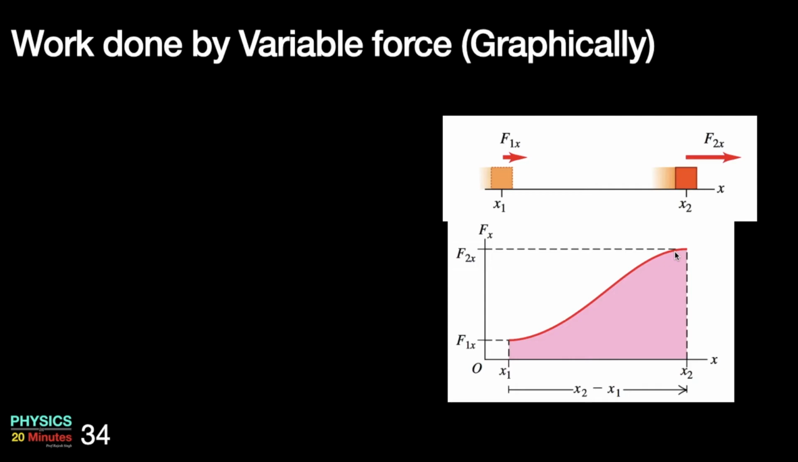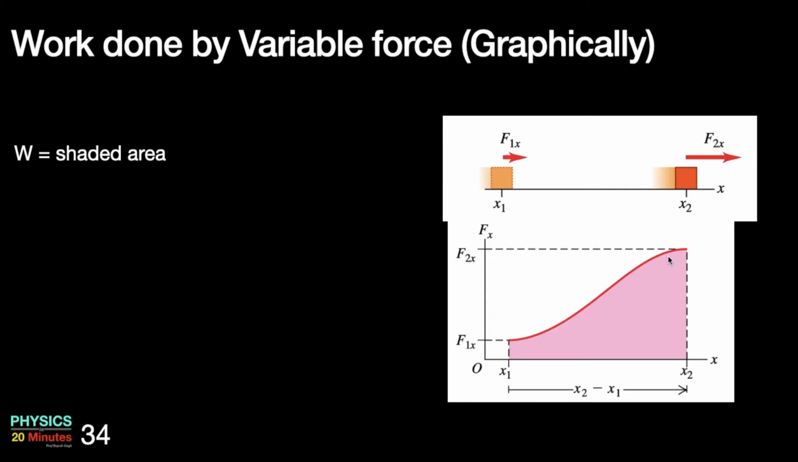The answer remains the same. The work done is the shaded area, the area bound by the force curve on one side, the x-axis on the other side, and two limits on the two sides. That is this pink colored shaded area. But this area is no longer a rectangle as it was in the previous case, if you can see. This area is difficult to calculate.